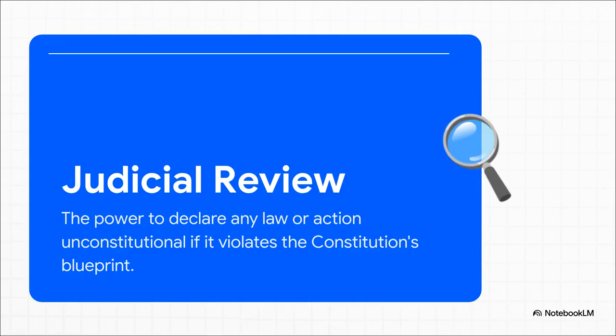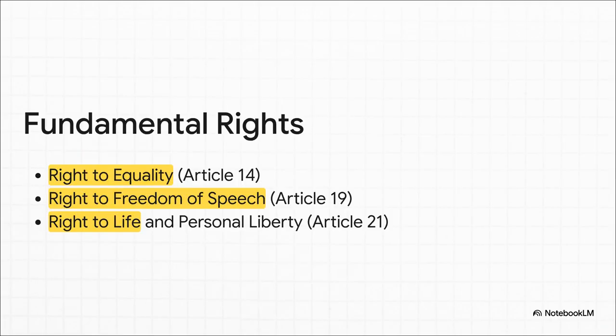So what's the judiciary's superpower? It's this: judicial review. This is the incredible power of the Supreme Court and high courts to look at any law passed by Parliament or any action taken by the government and ask one simple question: does this follow the blueprint? If the answer is no, if it violates the Constitution, they can declare it unconstitutional and strike it down. Period.